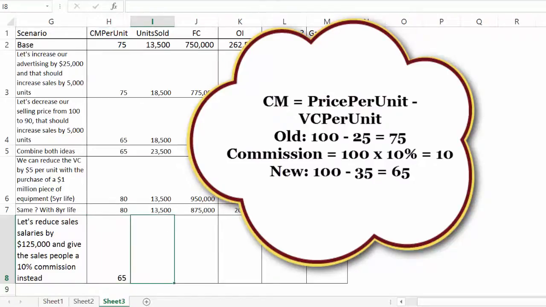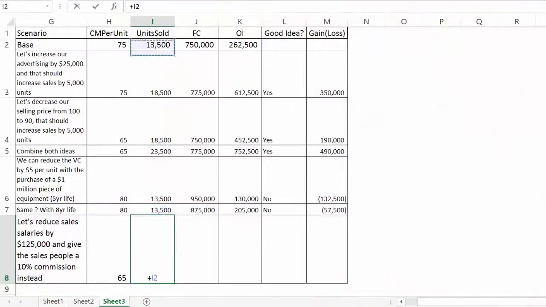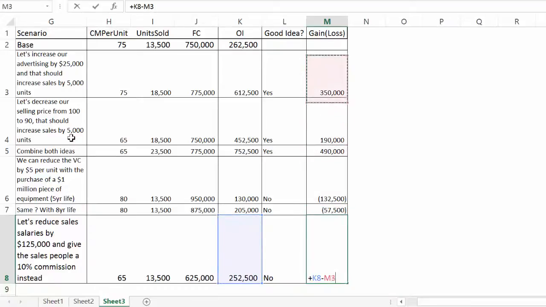So the new contribution margin per unit is 65. It doesn't say anything about changing the number of units sold. And then our fixed costs are going to go down by 125,000. So let's go ahead and copy this formula. It's not a good idea because if we do this, we're going to lose $10,000.